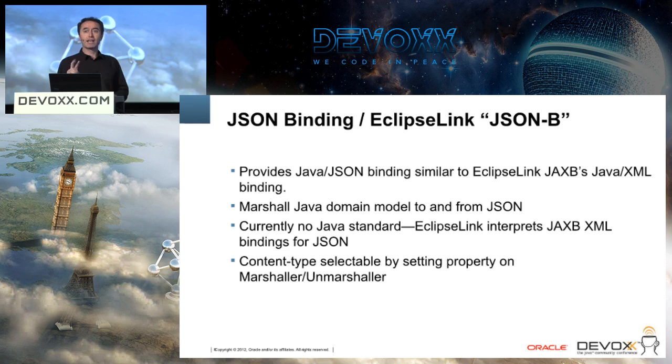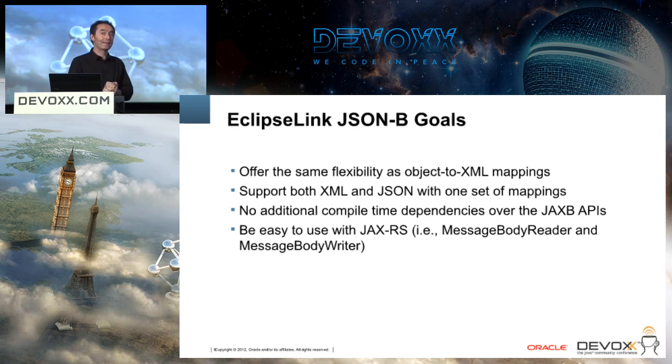The nice thing about how you select between JSON and XML with EclipseLink is you set a media type on the marshaller. So you take a JAXB marshaller and say, I want JSON, application/json, and suddenly JSON starts being emitted or consumed from the marshaller or unmarshaller. Our goal at the current time, again lacking a standard, was to just reuse what we had. So let's just take JAXB and make it work for JSON with one set of mappings. There's an advantage in that you can switch back and forth by setting the media type. You have one set of annotations to configure. This doesn't add any more compile-time dependencies to an application. It's just JAXB currently. And it's very easy to use with JAX-RS.